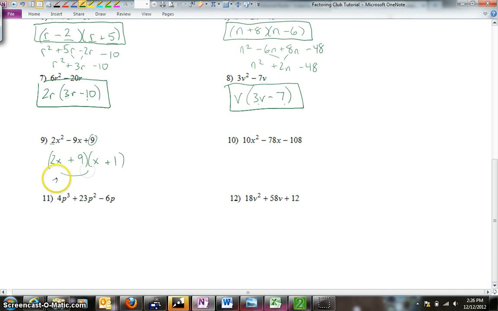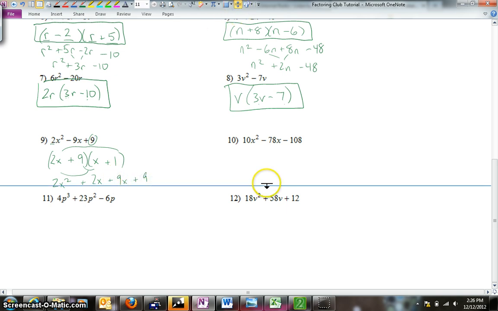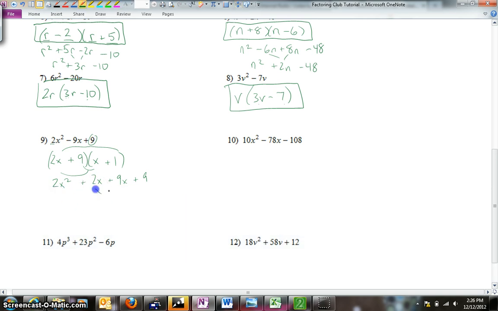So FOIL this. I've got 2x squared plus 2x plus 9x and then plus 9. Clearly this isn't what we were looking for because this adds up to be 11x. So we're going to have to try something else. Now I realize what I said a second ago was false. There's more than one way to make a 9. Not just 9 and 1. I could try 3 and 3.